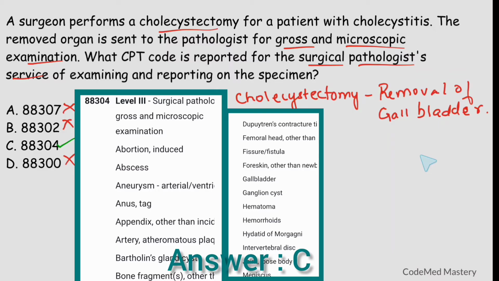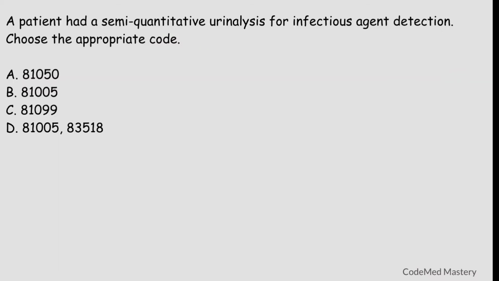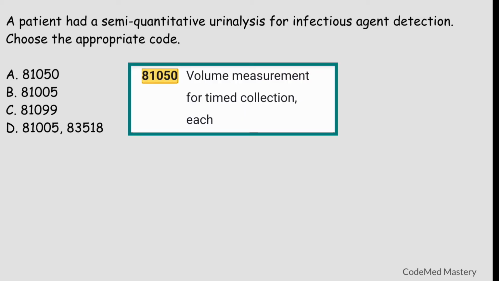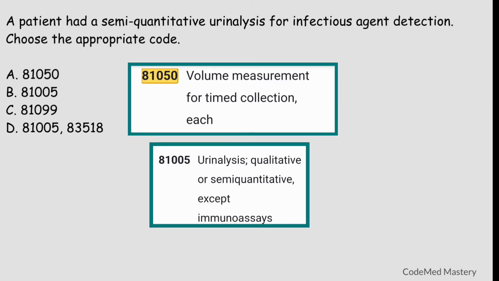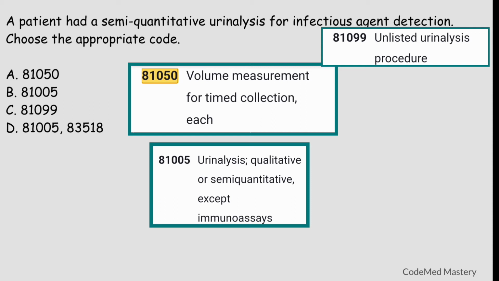Next question. A patient had a semi-quantitative urinalysis for infectious agent detection. Choose the appropriate code. Check option A 81050, that is for volume measurement for time collection each. Option B 81005, that is for urinalysis, qualitative or semi-quantitative except immunoassays, and 81099 is for unlisted urinalysis procedure.